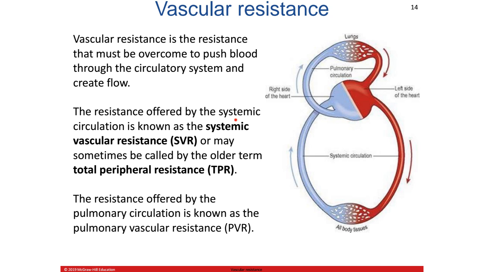The resistance offered by the systemic circulation is known as the systemic vascular resistance, or SVR. And this is sometimes referred to by an older term, total peripheral resistance, or TPR. Your book uses this term, total peripheral resistance, so I'll try to make an effort to use that term. Occasionally I may slip and use SVR, systemic vascular resistance. And so, as I mentioned earlier, there's a different resistance to the two circuits. So the resistance offered by the pulmonary circulation is known as the pulmonary vascular resistance, or PVR.